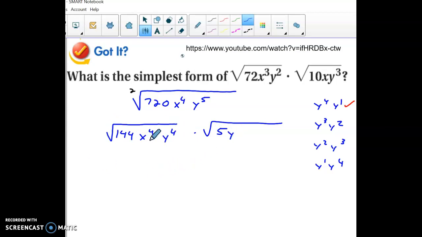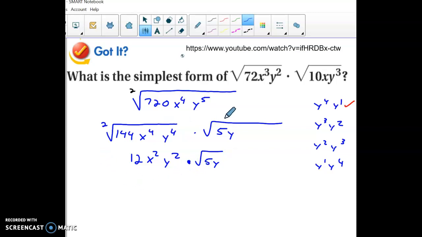All right, so now the perfect stuff we can clean up. The square root of 144 is 12. And then x to the fourth becomes x squared. y to the fourth becomes y squared. Divide, right? Dividing by that index. And then the leftover part, the people that didn't get picked for the dance, they just stay back here that way, the imperfect part.